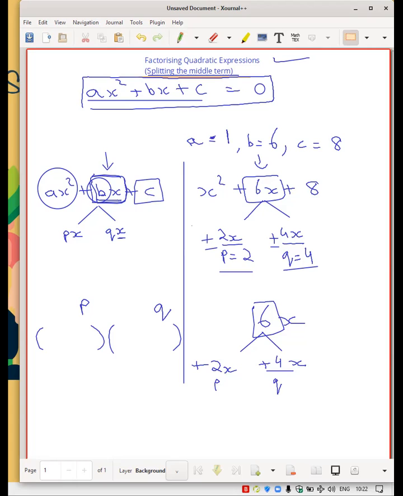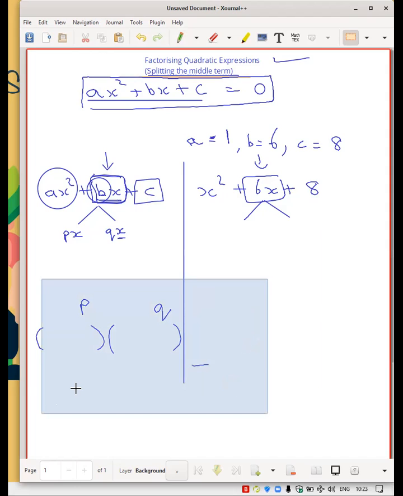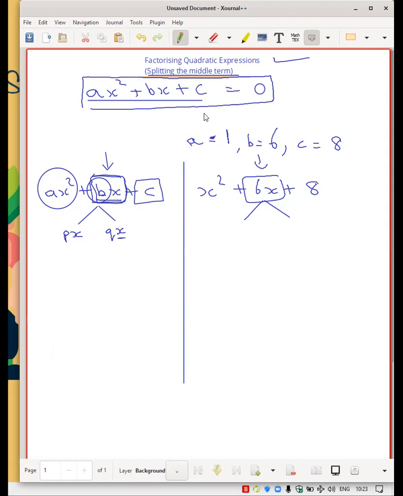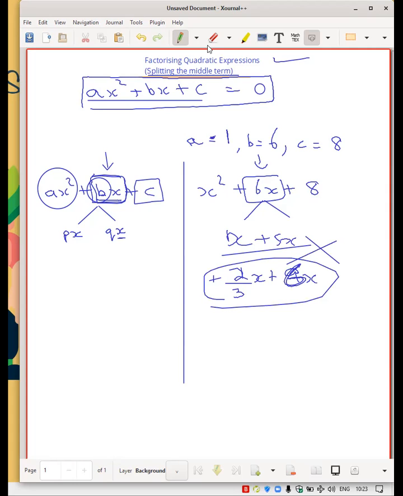Now, how do we decide what value I should split it into? I cannot just split it randomly. There have to be rules, because maths is governed by rules. Otherwise I could split this as x plus 5x, or something else. But there is a rule. I cannot just randomly split it in whatever I want. Now this is an important rule.